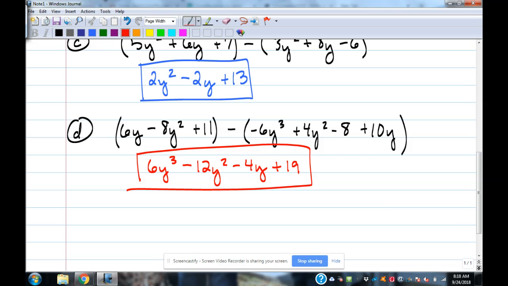Got to be careful with signs, especially the subtraction problems. That's where they're going to get you with the subtraction on the signs, the double negatives. Just be careful with those.